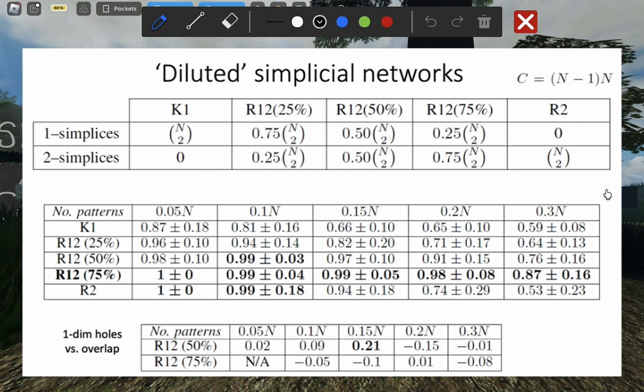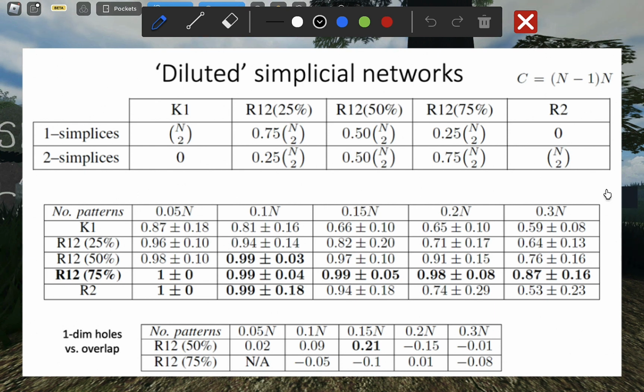Labeled K1 through to R2 in this case, and these different labels like R12 25%. R means random, 1 2 means that we have 1 simplices and 2 simplices, and 25% means a 25% loading on the higher of those two. So that means 25% of our loading of our parameters is in the 2 simplices and 75% on the 1 simplices, and so on. And R2 is just a random selection of 2 simplices.